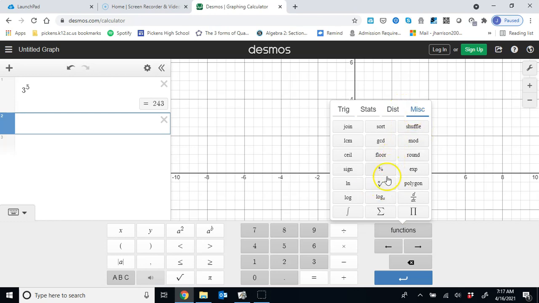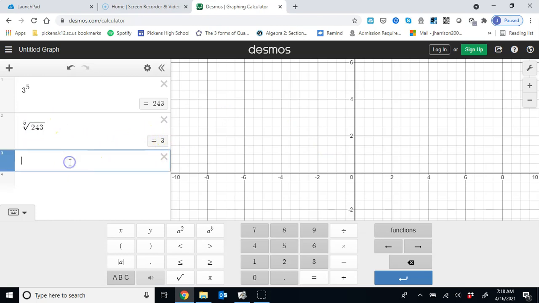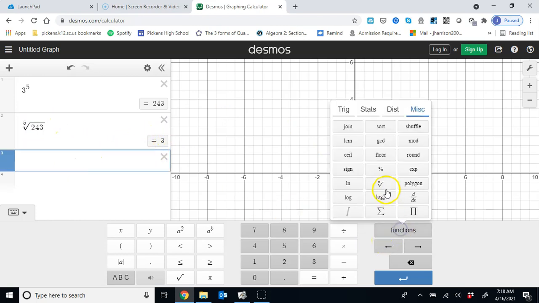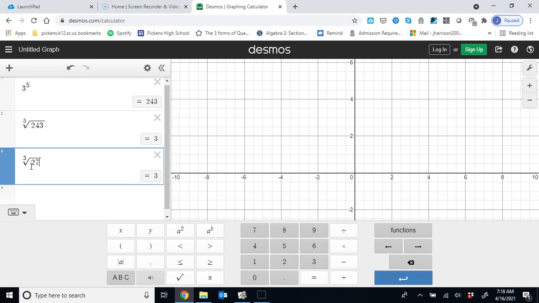Underneath miscellaneous, underneath the functions, you'll see this little nth root that Mr. Harrison's talking about. When you click on it, it will let you put a fifth root into the calculator, and then you can type in 243 and it will tell you the answer. Just like we did earlier, if we go to that and we find the nth root or the cube root of 27, we get 3.